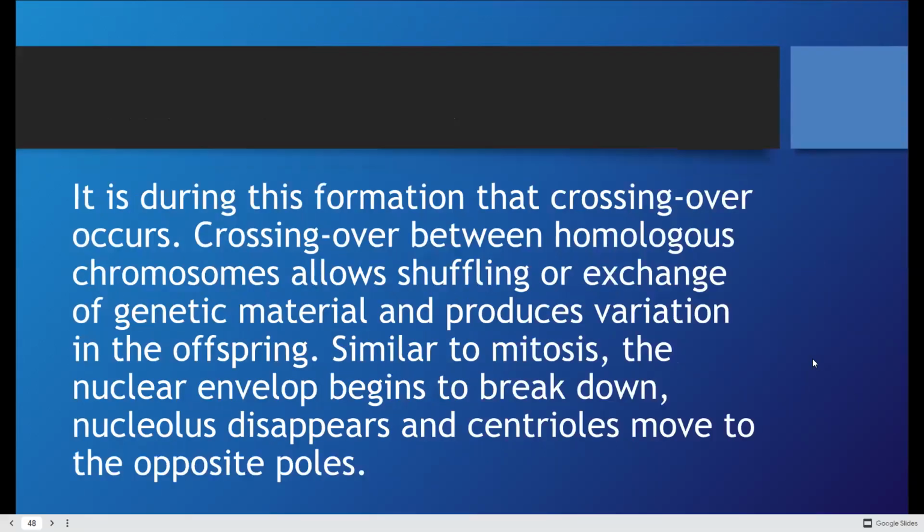It is during the formation of crossing over that this, the crossing over, occurs. Crossing over between homologous chromosomes allows shuffling or exchange of genetic material and produces variation in the offspring. This is also the reason why you have siblings that do not look alike, for example in your face or the color of your skin, because there is an exchange of genetic material during this crossing over, right?